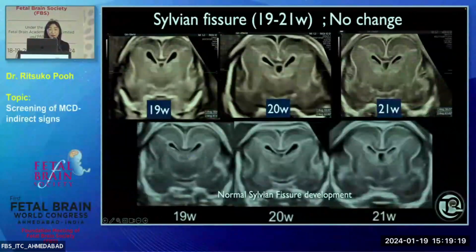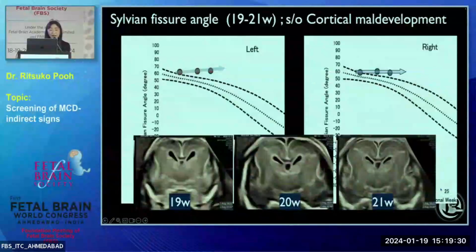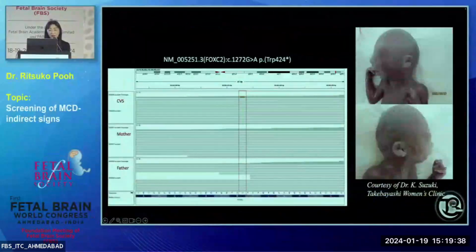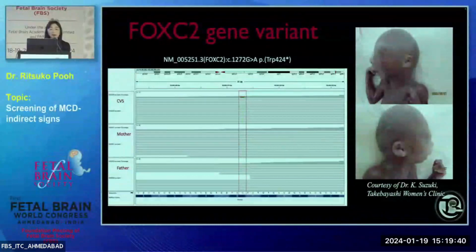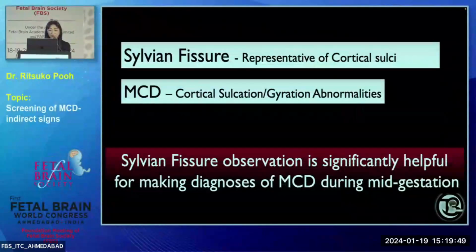And then I looked at the baby at 19, 20, 21 weeks of gestation. And what happened? Those are the normal reference. And here you can see the Sylvian fissure angle didn't change. And this case was a FOXC2 gene variant. And this is very abnormal, and the patient terminated the pregnancy.